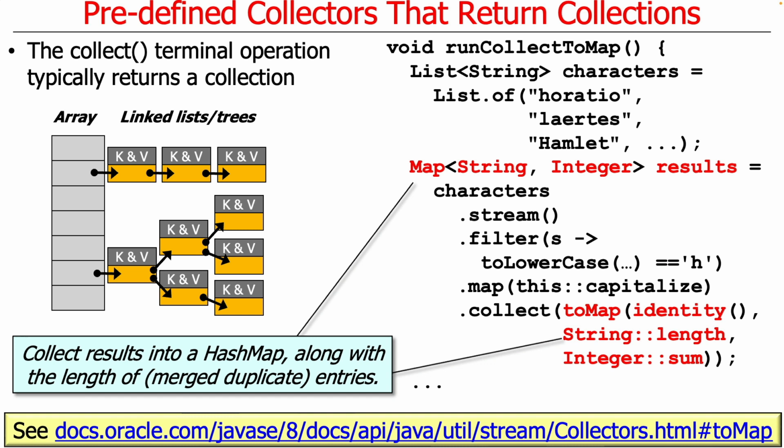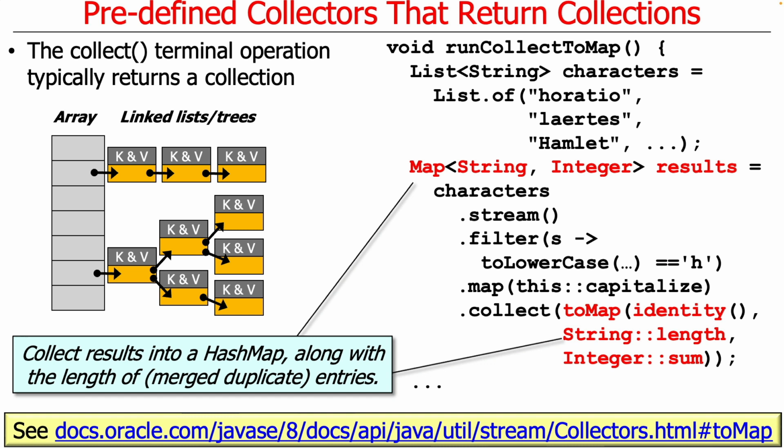And if it turns out that we have two characters with the same name, like Hamlet or Fortinbras, I want you to sum up the results and make that the value as opposed to just the original value. So it adds the two values together. This is what's commonly called a downstream collector, this third parameter. We'll talk more about that later.